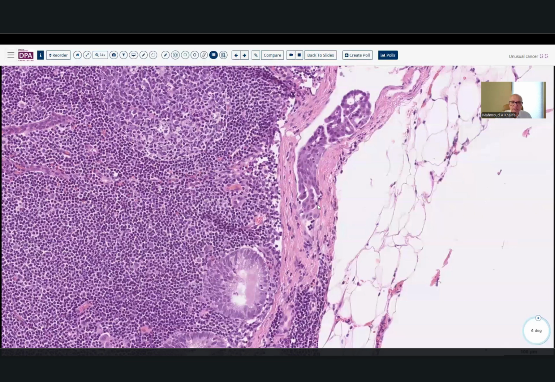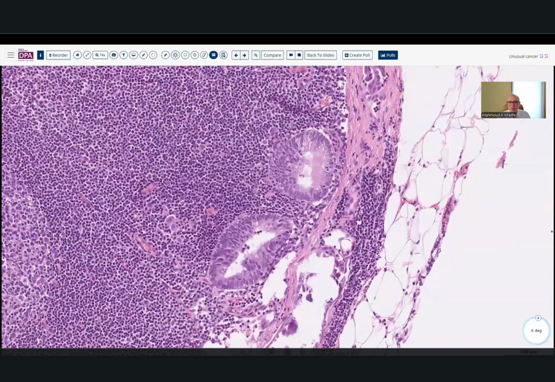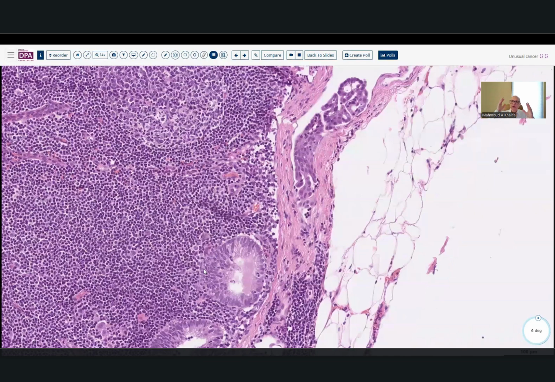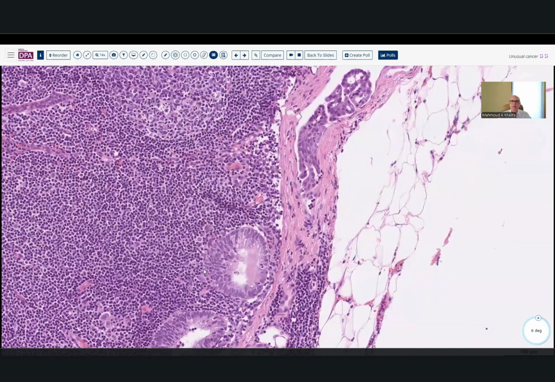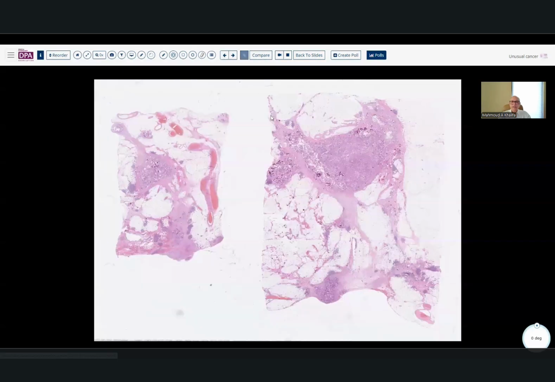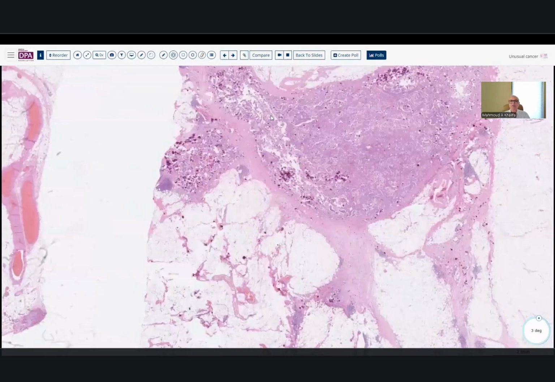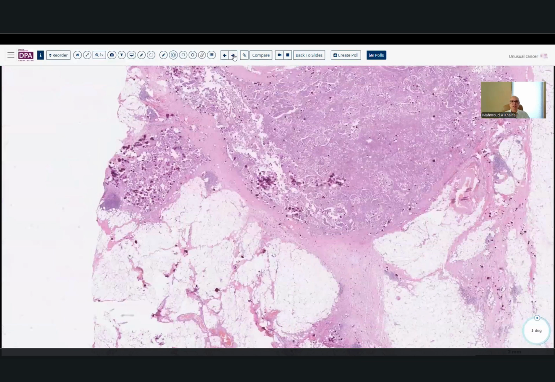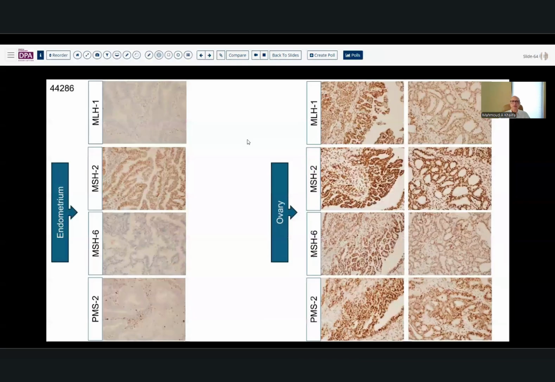So this lymph node here, you can see that it had metastasis from the serous carcinoma. But right next to it, here, you can see metastasis from the endometrioid carcinoma. So you can see, I don't recall seeing this before, where both the ovarian tumor and the endometrial tumor metastasized to the same lymph node. And the omentum had metastases from the ovarian serous carcinoma. So how do we sort this out?